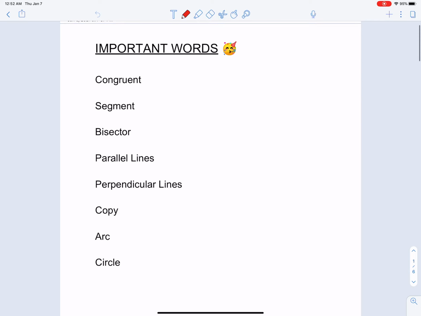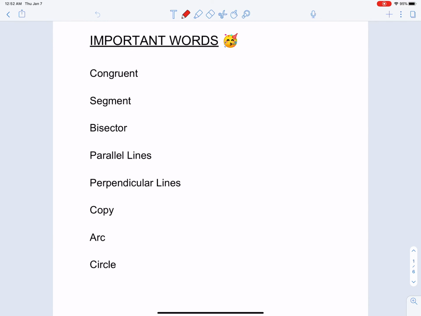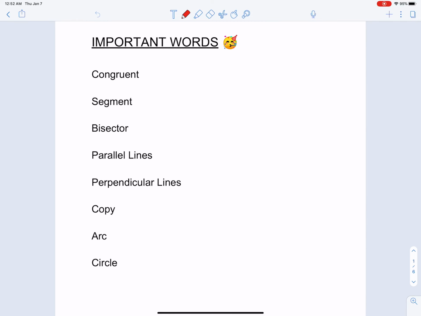All right, so today we're gonna go over constructions. Constructions just means building, but here are our important words first. Congruent means same. Segment, remember, is just a segment, like so. A bisector cuts something in half.